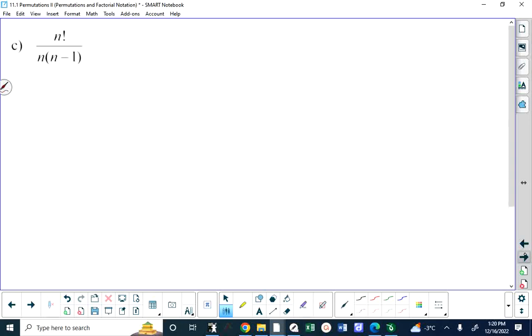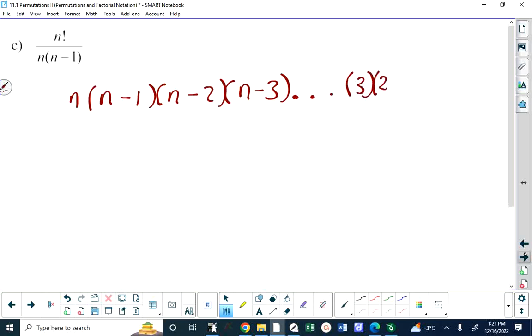n factorial over n times n minus 1. This is different because the bottom is not a factorial. I'm just curious, how many of you see that this is n minus 2 factorial? It's harder to see. I can tell because there are fewer of you that see it than saw the earlier ones. Let's just expand the n factorial to see what we get, just to see if it tells us anything. Kind of like with logs. If you don't quite understand something, write it in a different way. Maybe you'll be enlightened. Maybe you'll see something that you didn't see before.